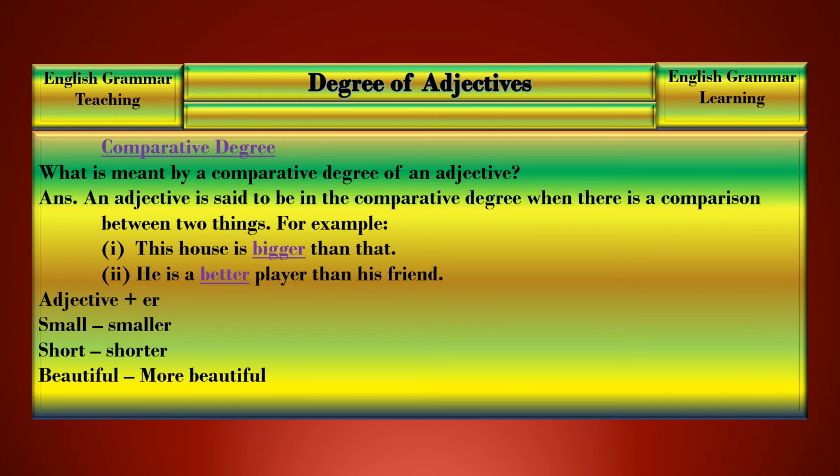Mostly we make comparative degrees with the help of ER, adjective plus ER, like small, smaller, short, shorter. But in some exceptional cases, we cannot make a comparative degree with the help of ER. In that case, we use more before the adjective. Beautiful, more beautiful.